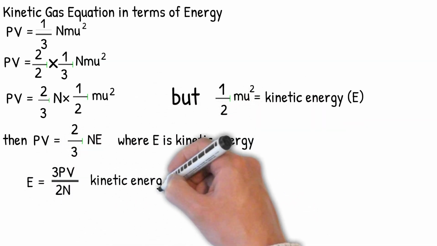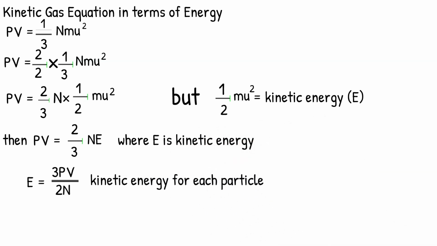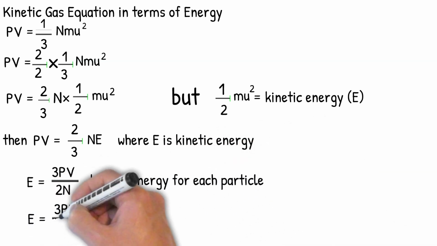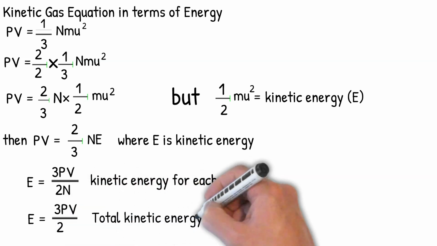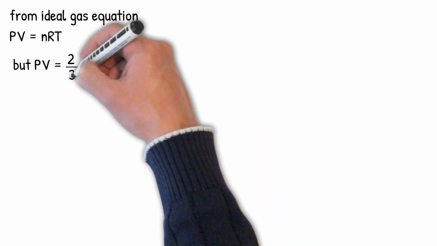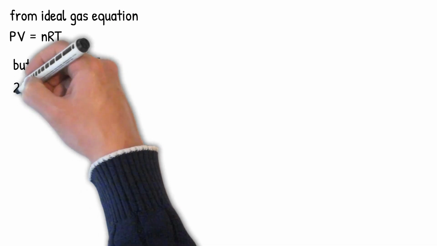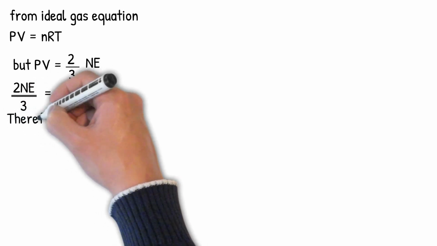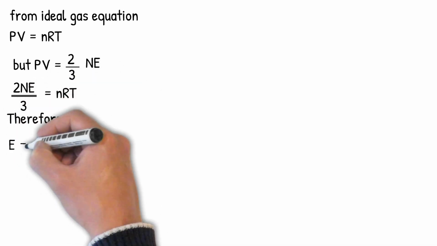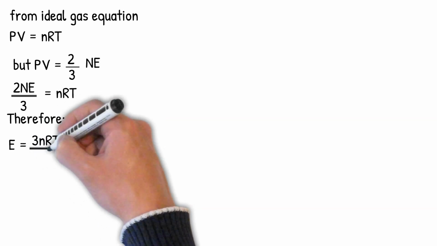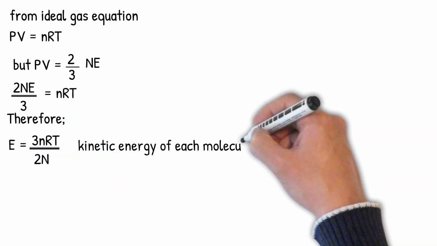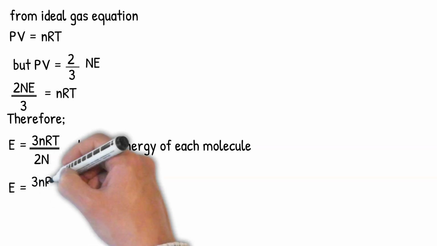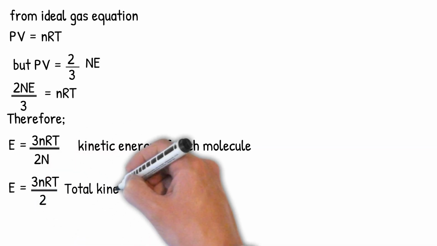This is the formula of kinetic energy for each particle. The formula of total kinetic energy is given by E equals 3PV over 2. From the ideal gas equation, PV equals nRT, but PV equals 2 over 3 nE. Substituting PV by nRT, the equation becomes 2nE divided by 3 equals nRT. Therefore, E equals 3nRT divided by 2N. This is the formula of kinetic energy for each molecule, and total kinetic energy is given by the formula E equals 3nRT divided by 2.